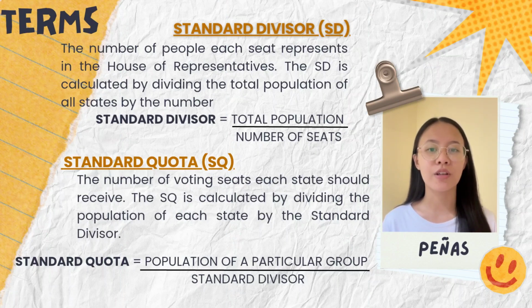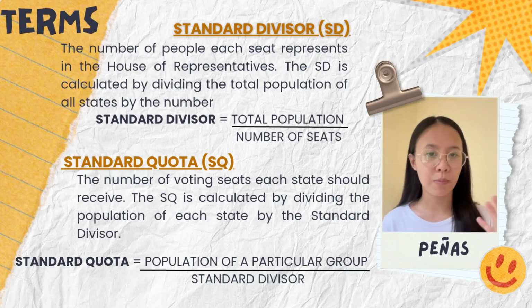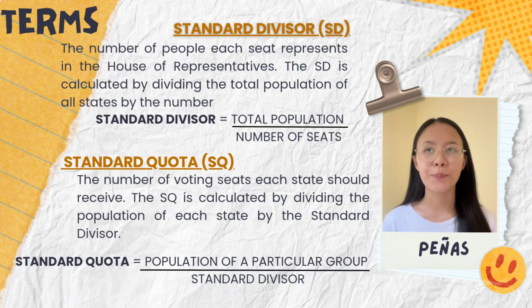The standard divisor is the number of people each seat represents in the House of Representatives. SD is calculated by dividing the total population of all states by the number of voting seats available. So SD is equal to total population divided by the number of seats.